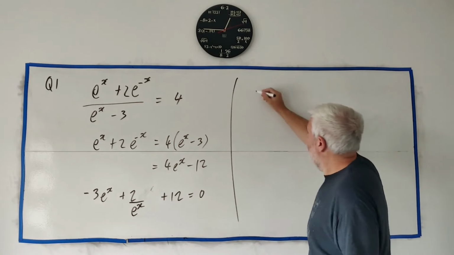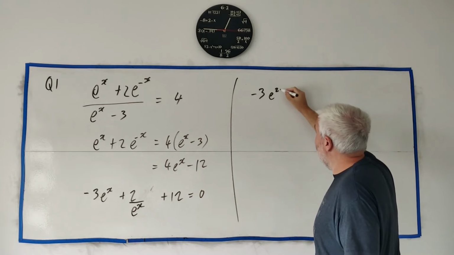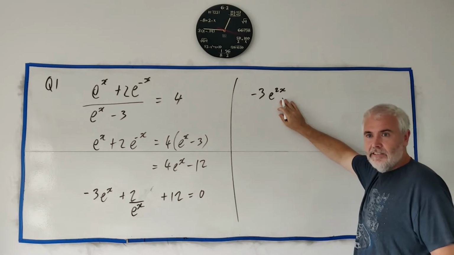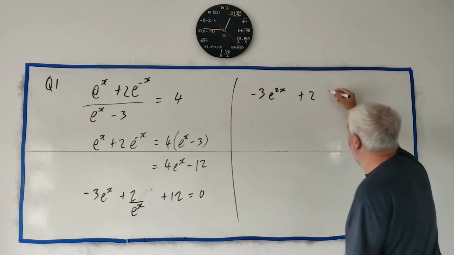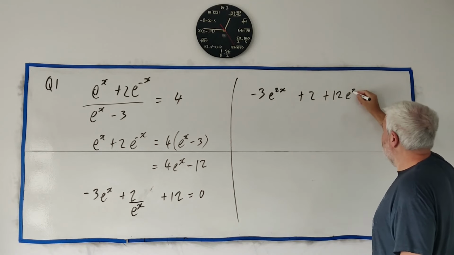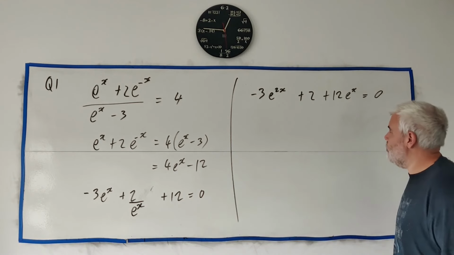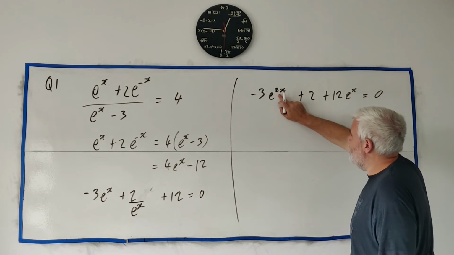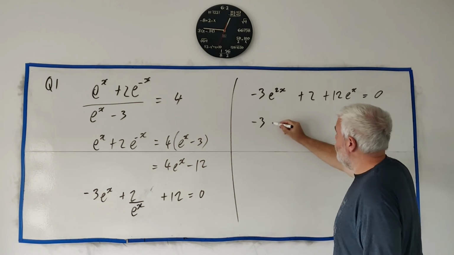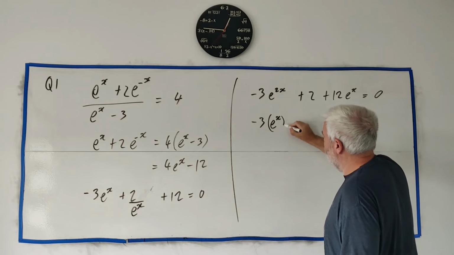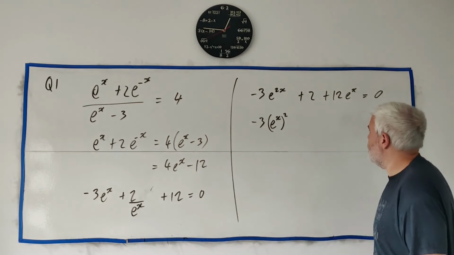I'll do it up here. We'll have minus 3 e^x, e^(2x). e^x times e^x is e^(2x). Plus, that'll become a 2, plus 12 e^x equals 0. Are we starting to recognize what this is yet? Let me change this and move these around. Instead of writing e^(2x), you could have also just written e^x squared.